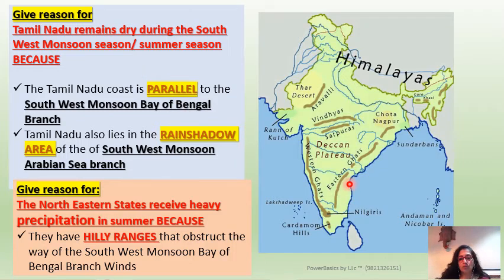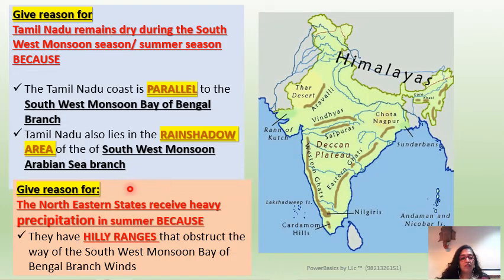The Tamil Nadu coast, this is the coastal Tamil Nadu, it is parallel to the southwest monsoon Bay of Bengal branch. And when it comes to the southwest monsoon Arabian Sea branch, Tamil Nadu lies in the leeward side. This is the leeward side of the Western Ghats. This part is the leeward side. And therefore, it lies in the leeward side of the Arabian Sea branch of the southwest monsoon. So it doesn't get rain.